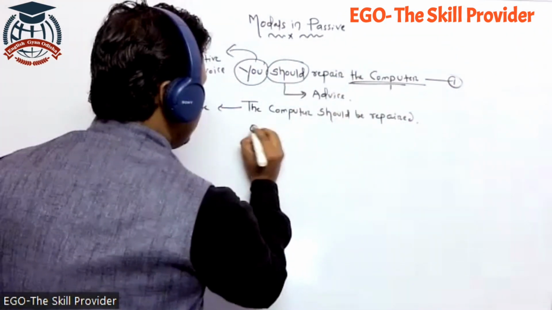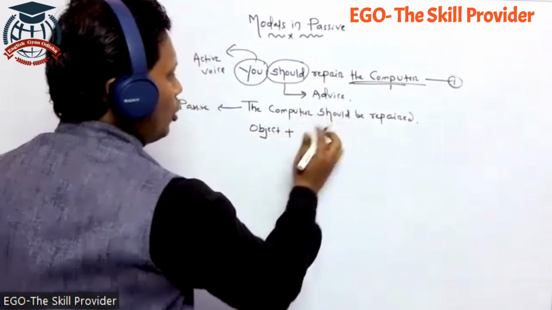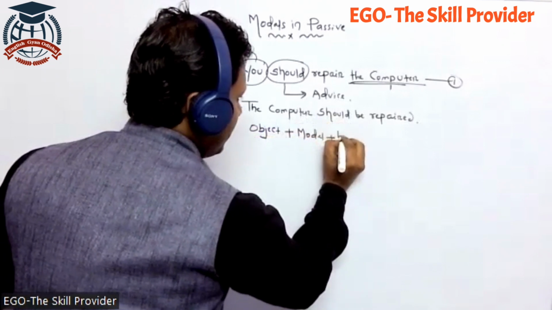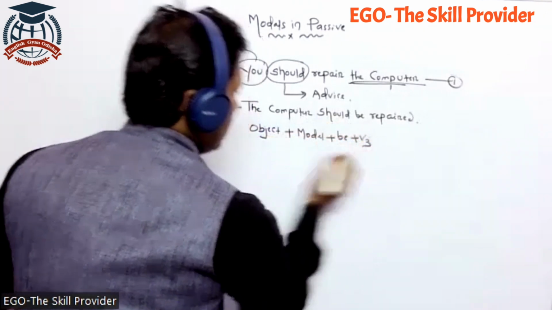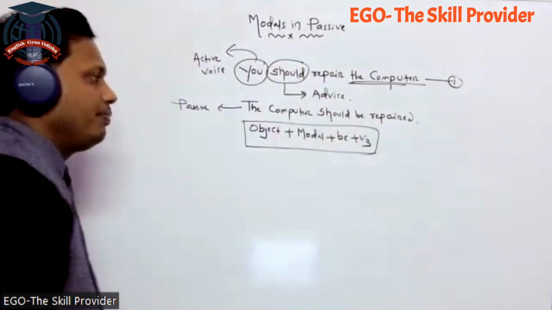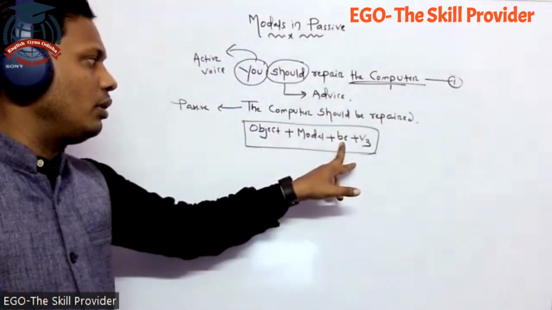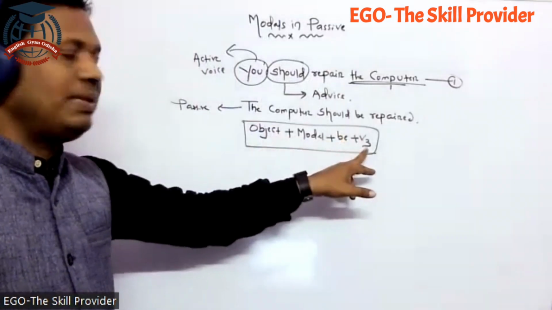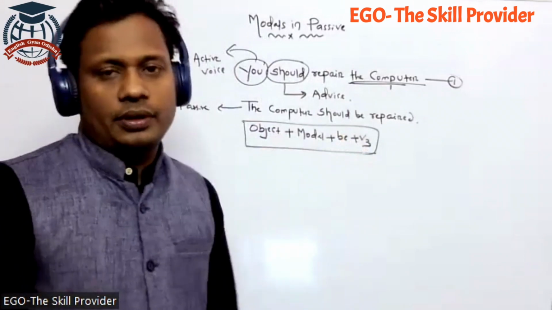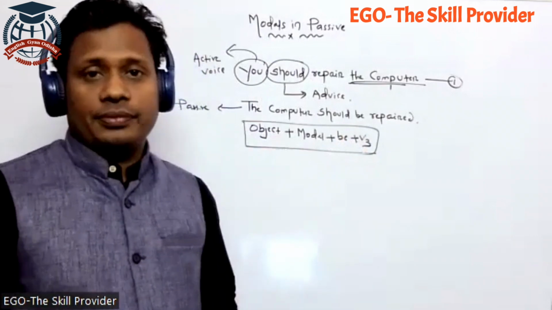This is called object. Plus here is the modal, plus be, plus V3. And this is something called modals in passive. Object plus modal plus be plus V3. And V3 is common in every situation because this is passive.